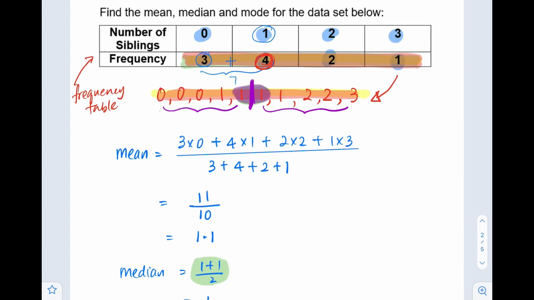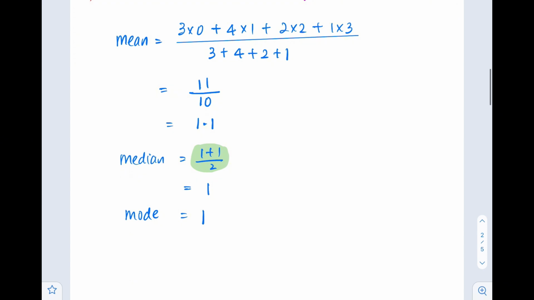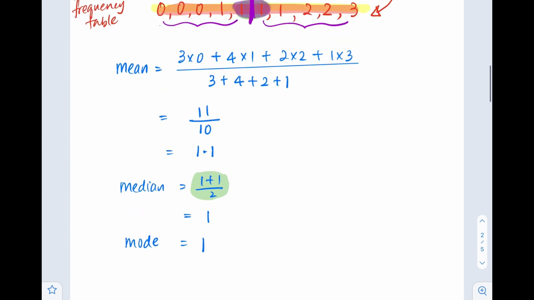It does not make sense for your answer to be 4 because this is about number of siblings. And in this data set, there are only people with 0, 1, 2, or 3 siblings. So if your answer is 4 siblings, it totally does not make sense. It should be 1 sibling. That is the most popular number of siblings.